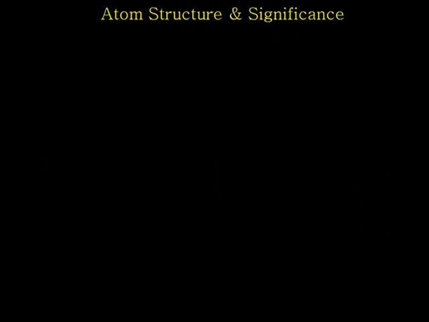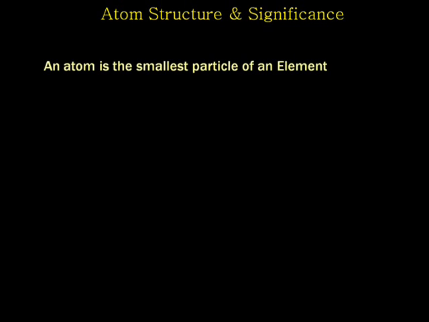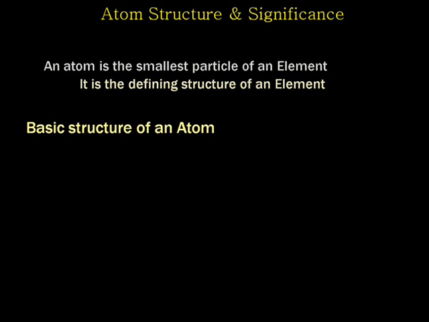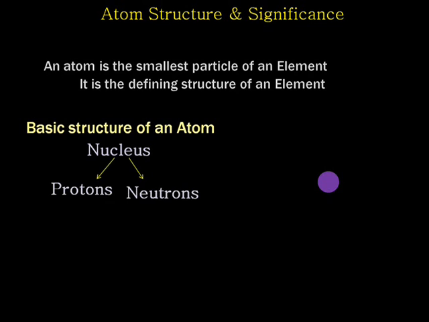Now let's have a look at the atom and its structure. An atom is the smallest particle of an element. It is also the defining structure of an element. Here we see the basic structure of an atom. It consists of a nucleus, which has neutrons and protons, which are circled by electrons. The electrons move in circles around the nucleus in paths known as orbits or shells.